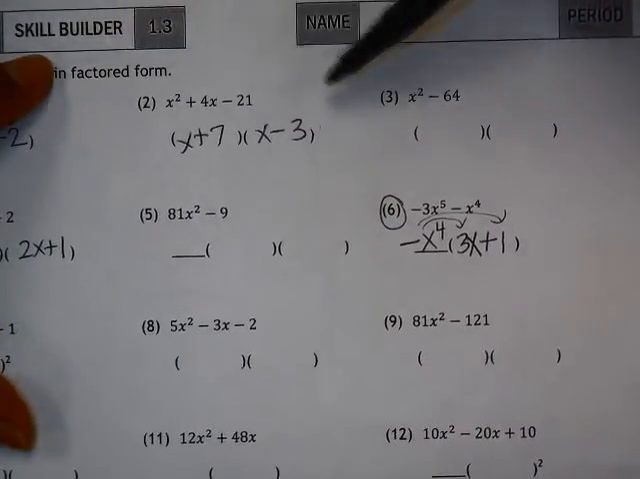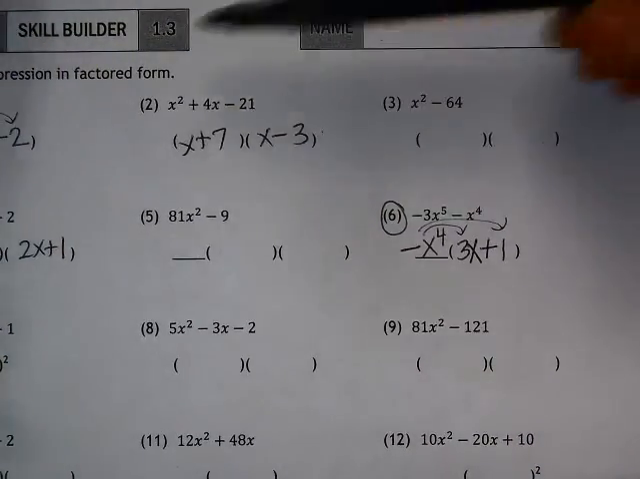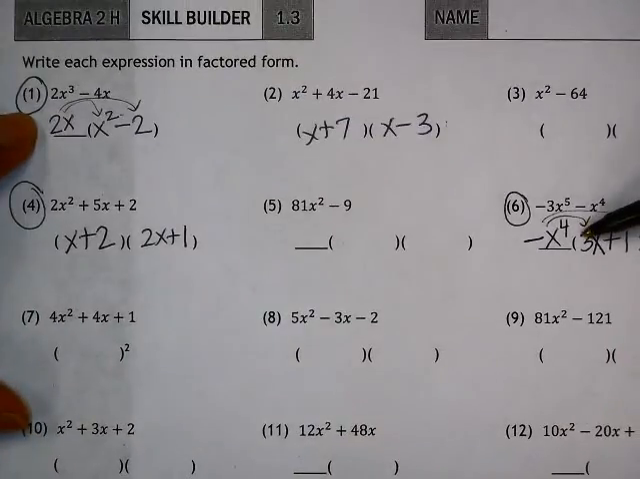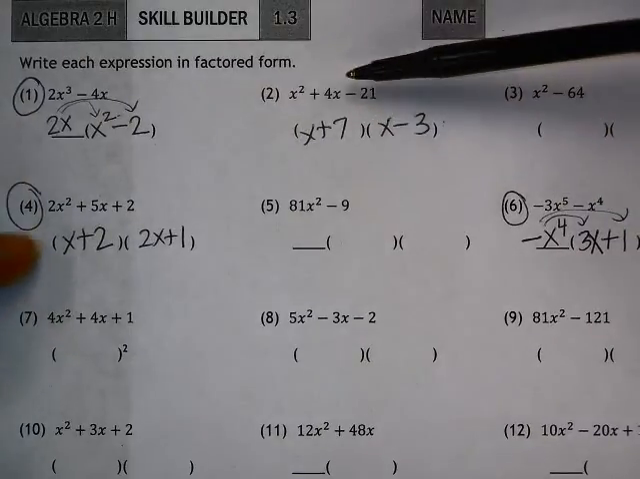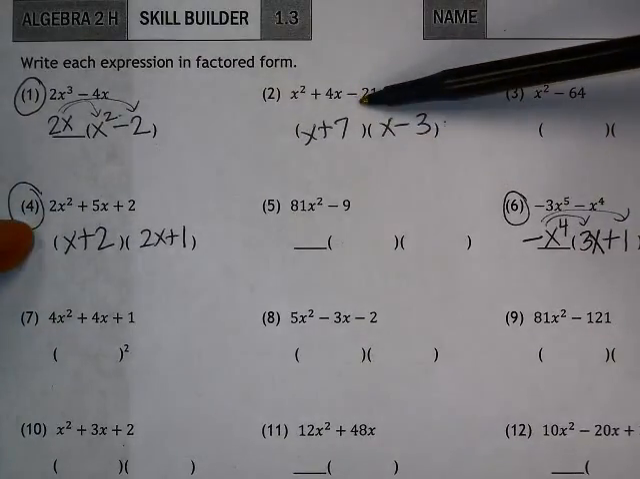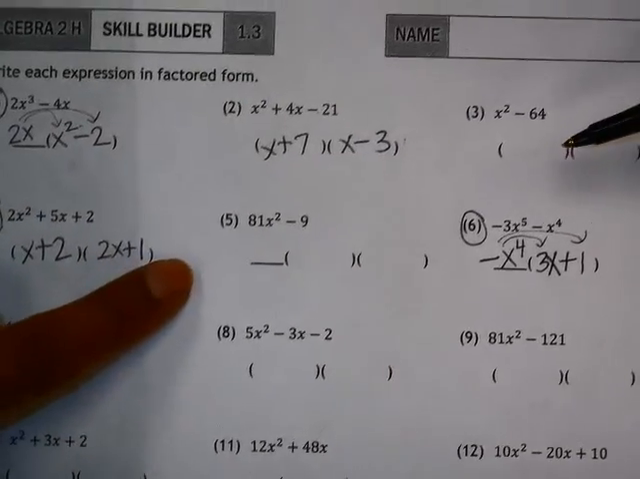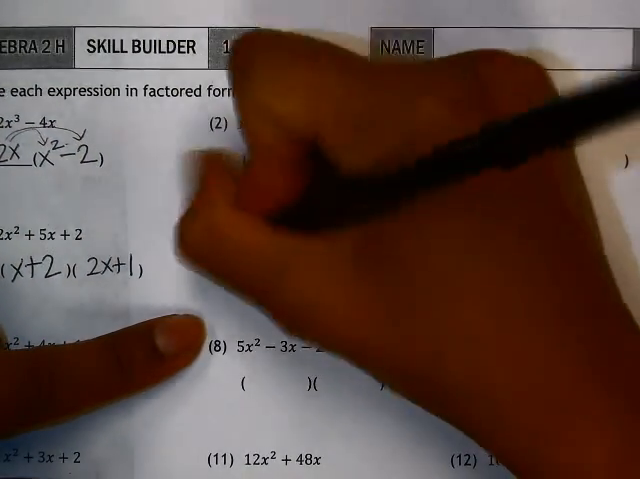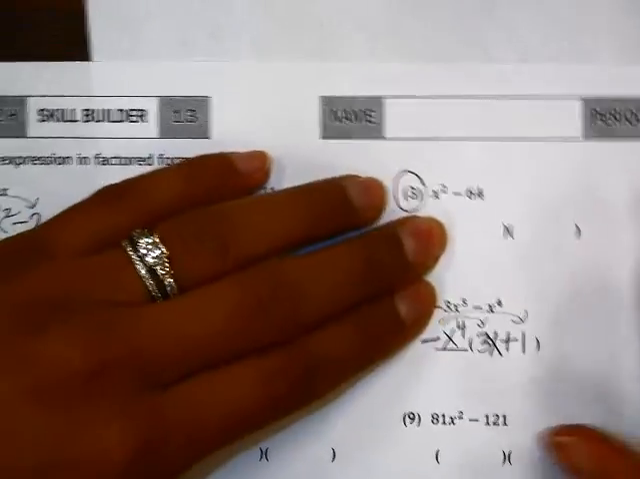Okay, Scale Builder 1.3. In previous videos, we've reviewed factoring out a GCF on number 1 and 6. We've also reviewed how to factor trinomials on number 2 and 4. There's one more special type of factoring that you see here, which is on number 3 and number 5. So let's look at number 3.